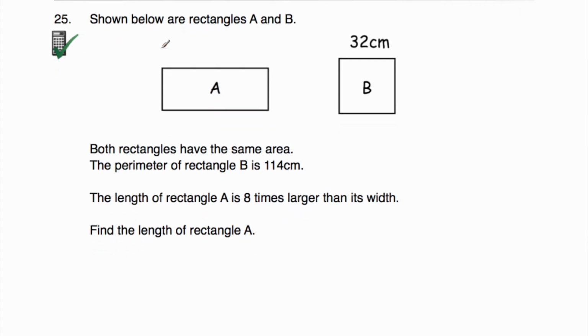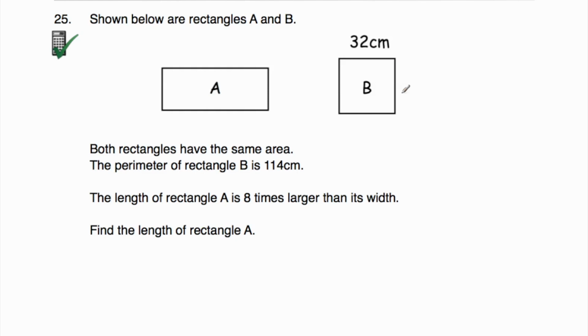So question number 25, shown below rectangles A and B. And we've got this rectangle A, we don't know its length or its width, and we've got then rectangle B, and we've got its length or maybe width to be 32 centimeters. And we're told that both rectangles have the same area, so that's great, they've both got the same area, if we can work out the area of one of them. And we're told the perimeter of rectangle B is 114 centimeters. So that's fantastic. So that means we can work out this missing length here. And once we find this missing length, we can do the length times the width and get its area, and that'll maybe help us with rectangle A.